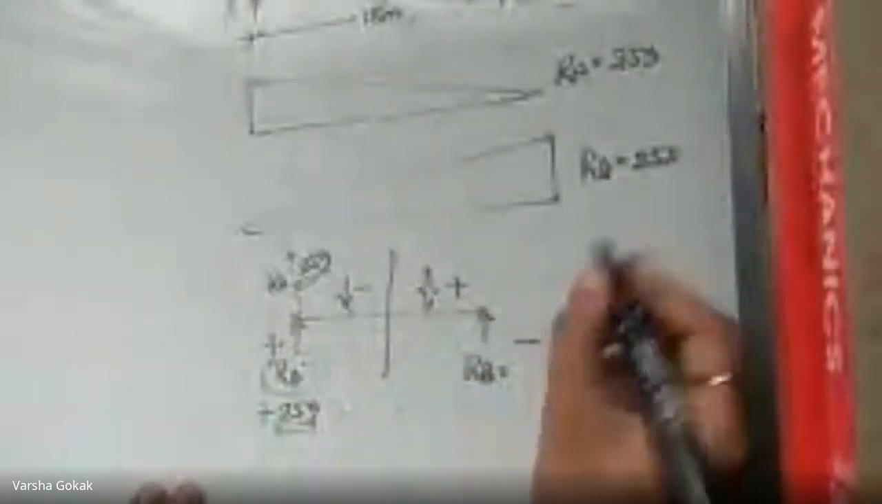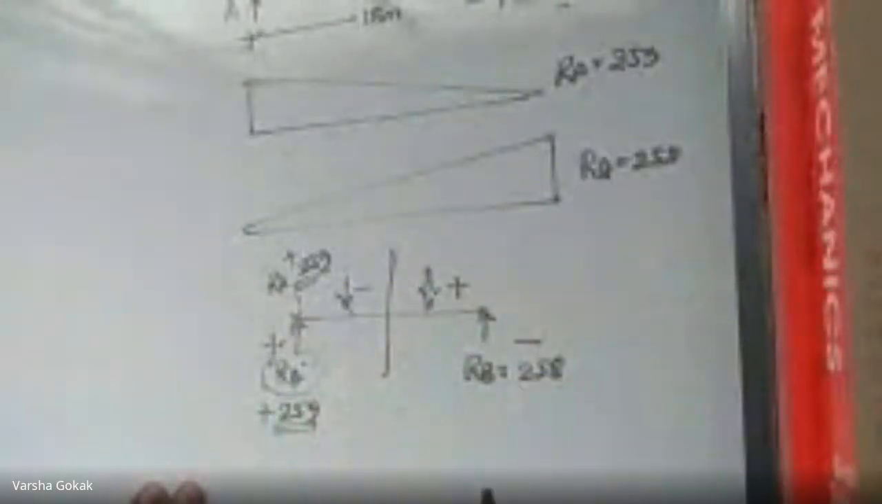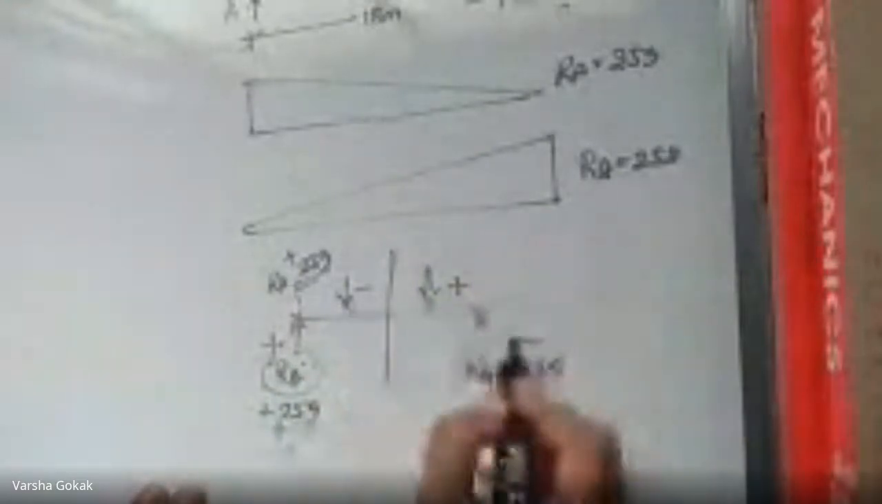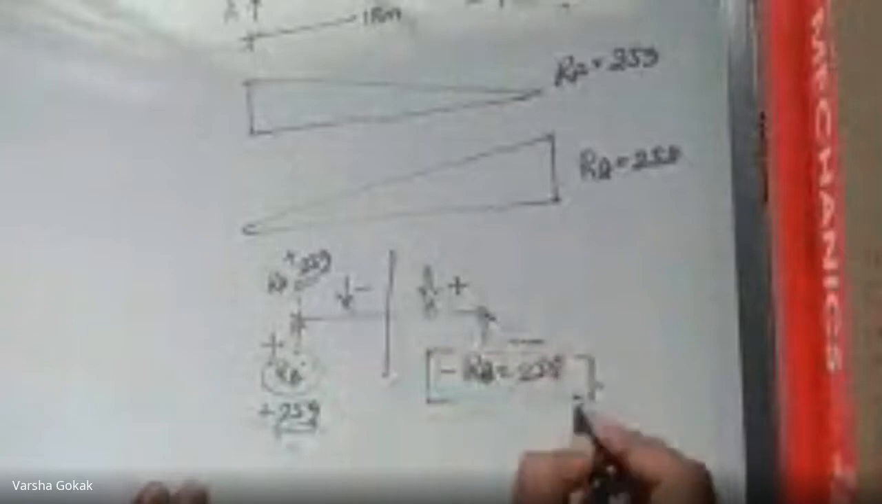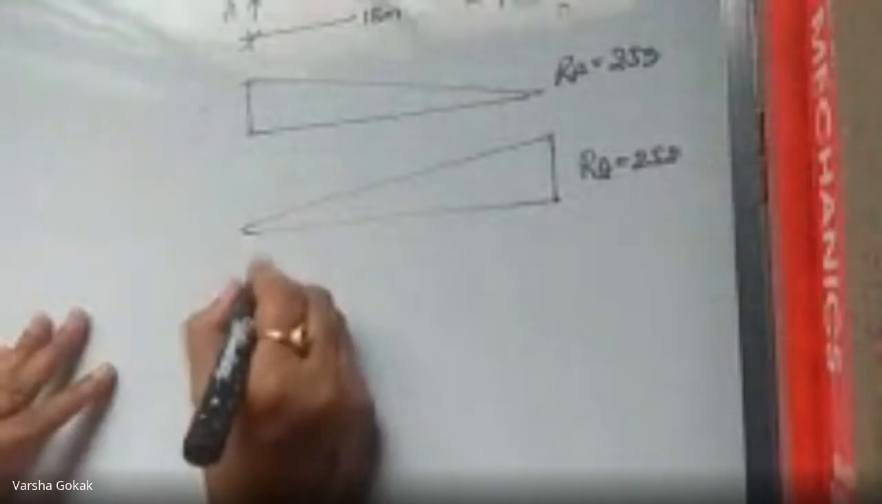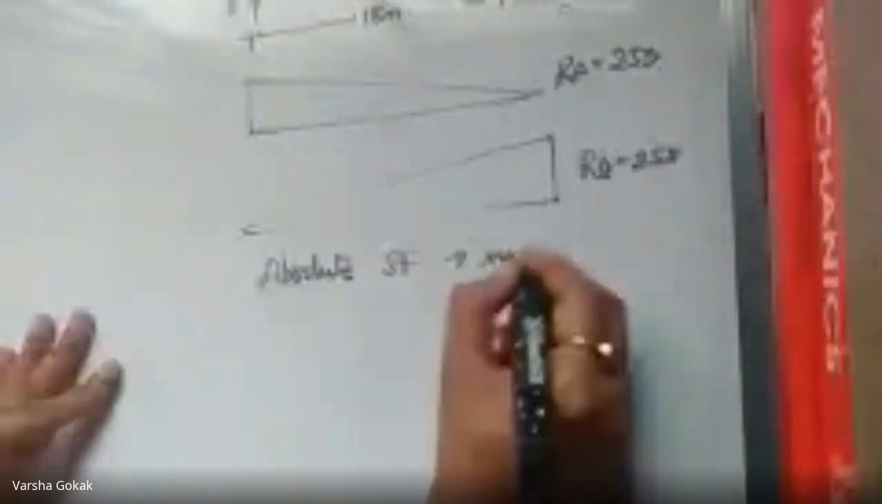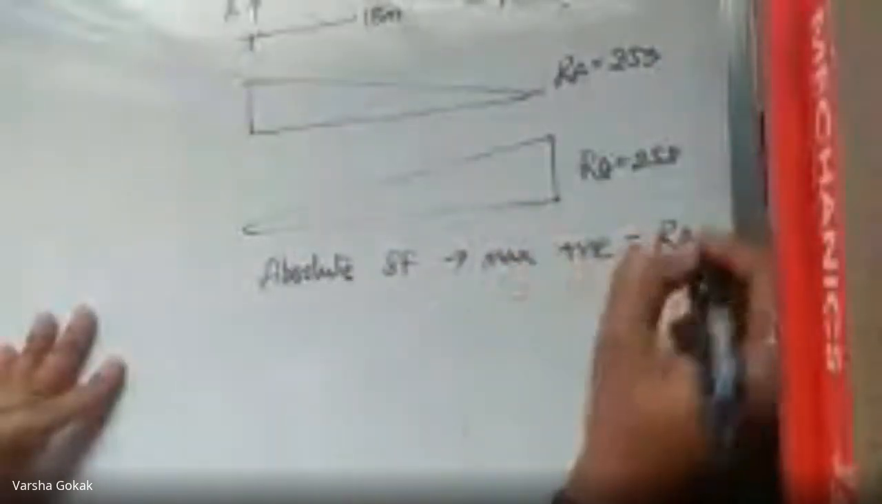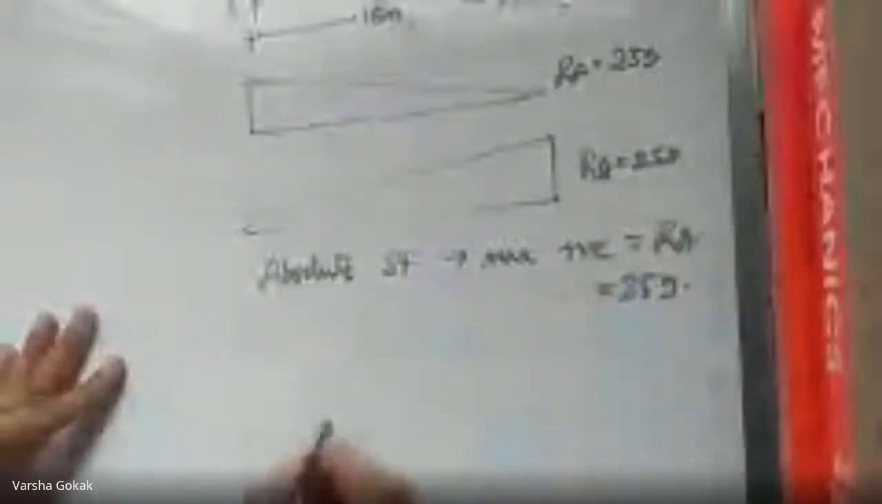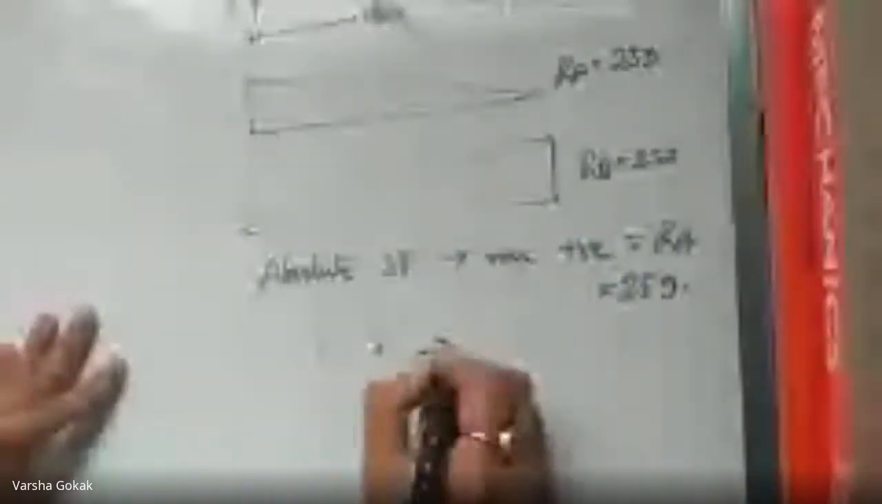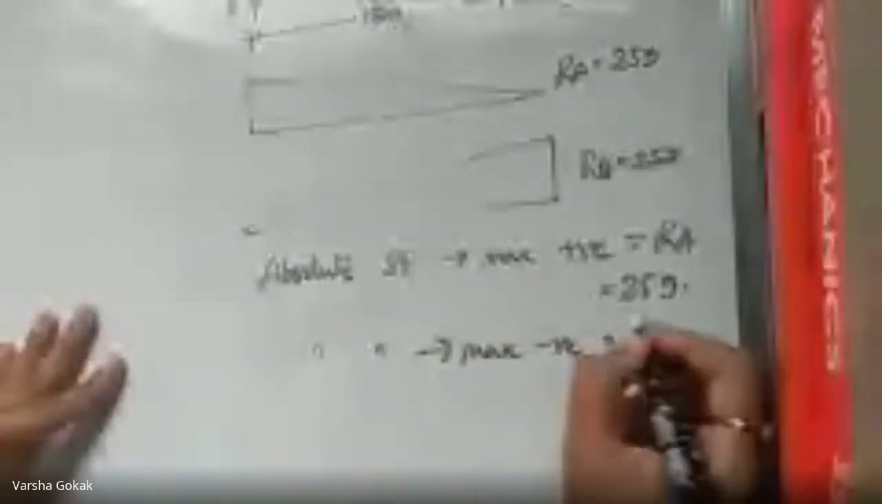Similarly, if I'm starting from the right side of the beam, my first value would be RB, whose value is how much? 258 point something, right? And when I'm starting from the right side of the beam, upward forces are treated as negative. So the negative value would be minus 258. So when I'm writing about the absolute shear force, maximum positive would be equal to RA, that is 259 point something. And absolute shear force, maximum negative value would be RB, that is minus 258 point something.